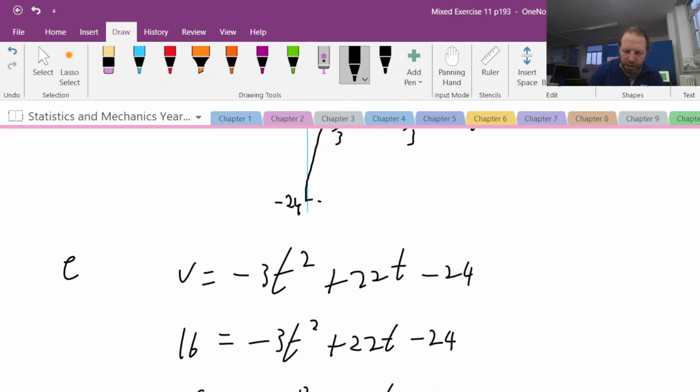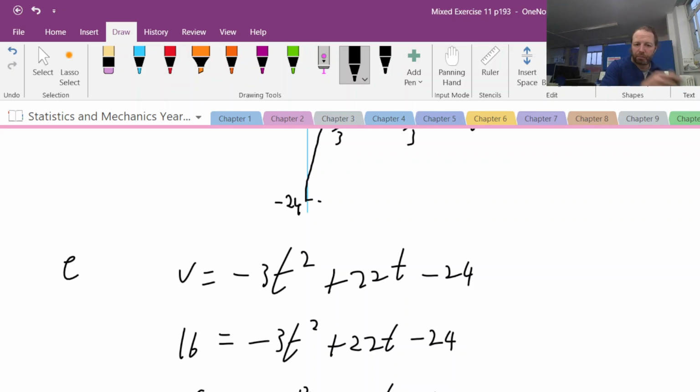Worth writing it in so the examiner knows what you have done. Okay. And then minus 3, 22, minus 40 gives us 4 and 10/3. 10/3 seconds.